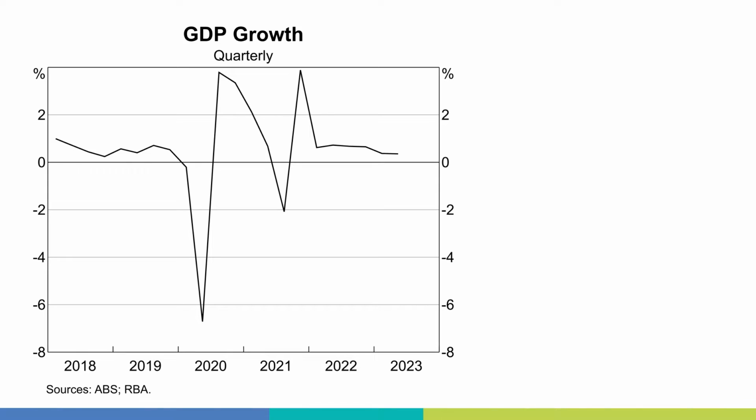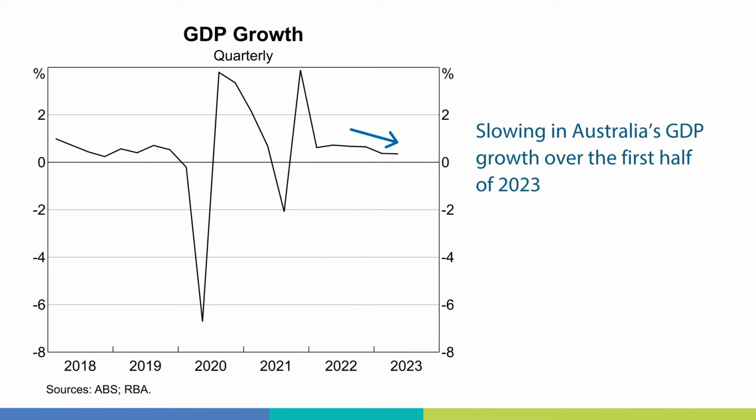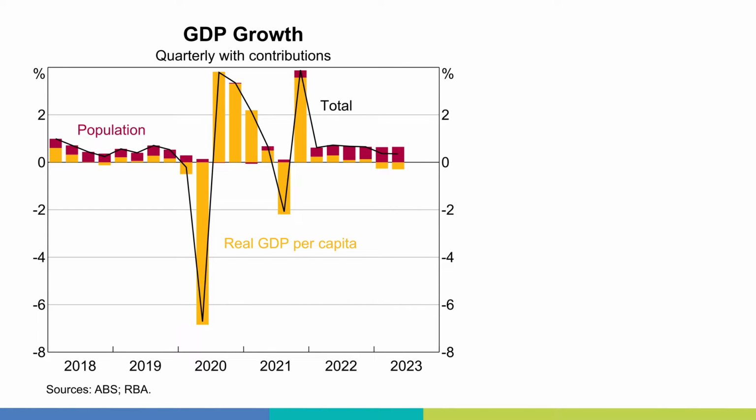The Australian economy is currently experiencing a period of below-trend growth. The black line is the quarterly growth rate in Australia's GDP. This line shows that Australia's GDP growth slowed over the first half of 2023. Now focus on the yellow bars. This represents real GDP per capita.